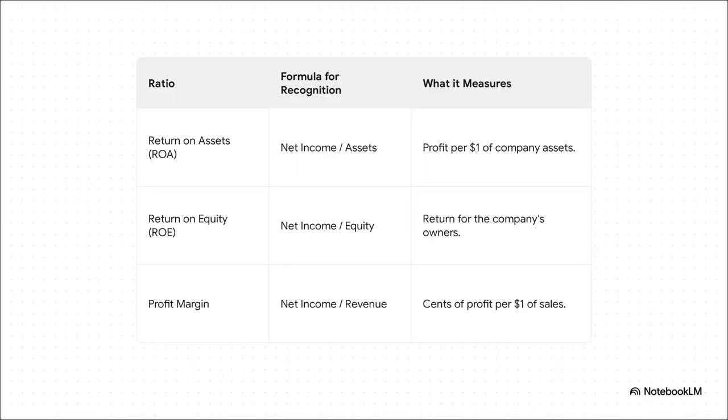For your test, the big clue here is net income or profit. You're going to see that on top of the formula almost every single time. Return on assets tells you how much bang for your buck you get from your assets. Return on equity is the one the owners really care about. And profit margin is simple. For every dollar of sales, how many cents do you get to keep?